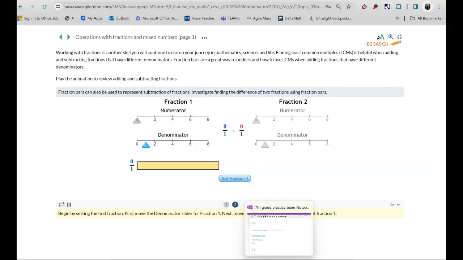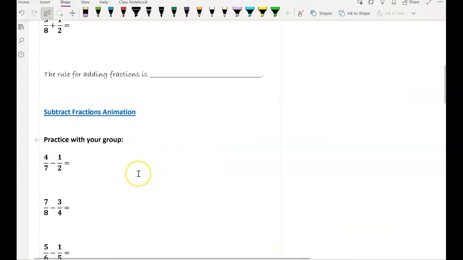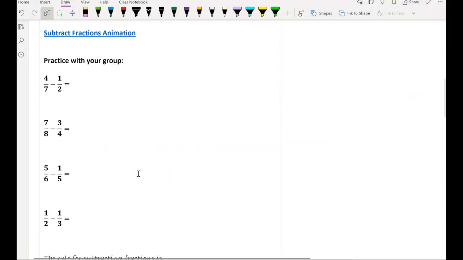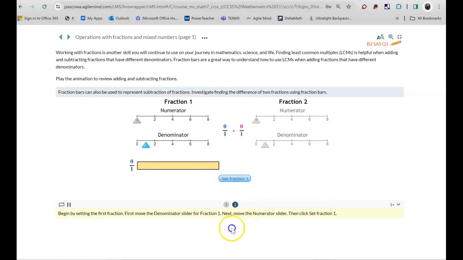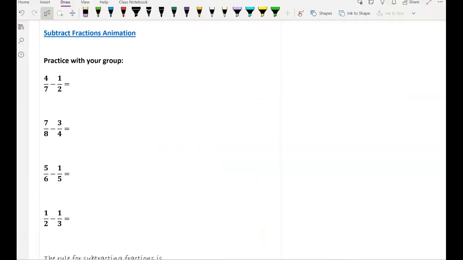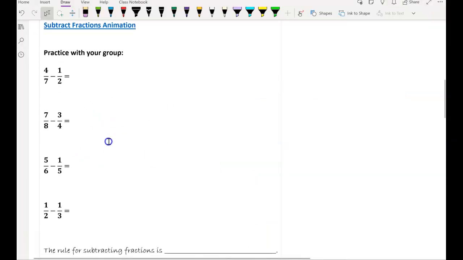Now when you go back to OneNote, you and your partner or by yourself, whichever you're most comfortable with, you're going to practice these 4 problems here using your laptop. 4/7 minus 1/2. Use the animation and set it up. If you need help, you got to figure it out. Okay, so those are your subtraction.